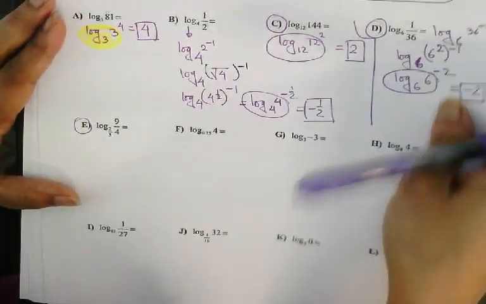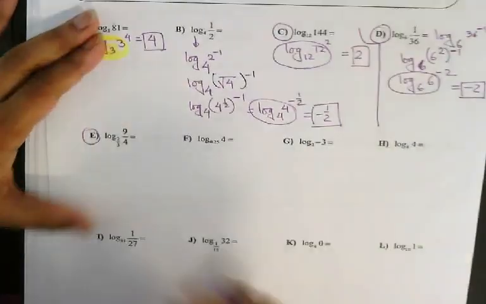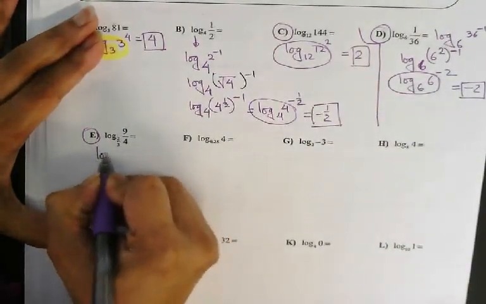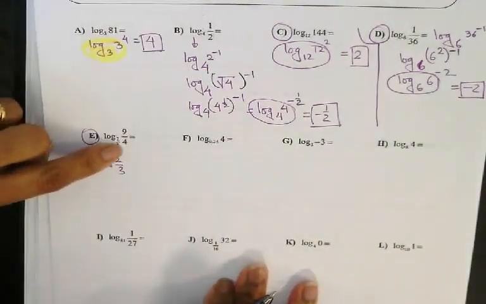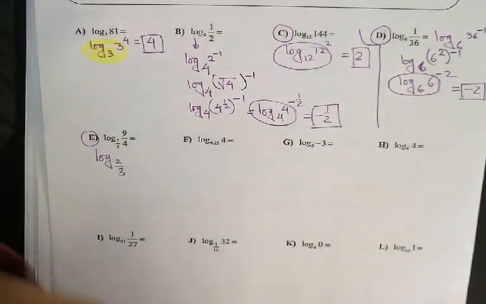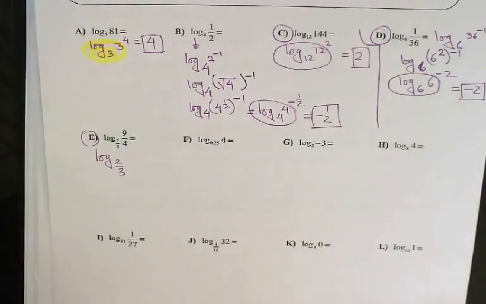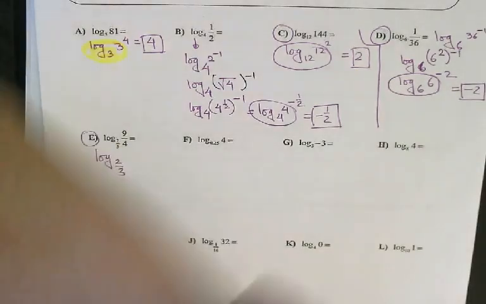Let's look at this one. Please pay attention. So now I have log 2 over 3, and this one is 9 over 4. I need to make it a 2 over 3. I cannot make this one a 2 over 3 if I have the 4 at the bottom. So I need to flip it.